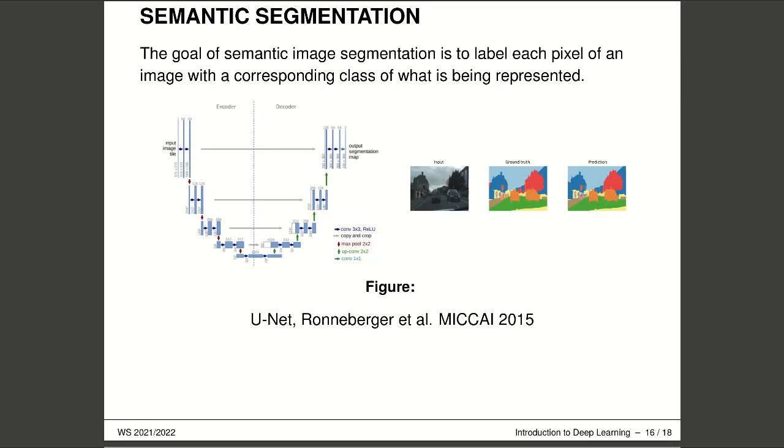The goal of image segmentation is to label each pixel of an image with a corresponding class of what is being represented. One famous and very popular network architecture for semantic segmentation is UNet, which was proposed by Ronneberger et al. in 2015. UNet was originally invented and first applied for biomedical image segmentation. As shown in this figure, the architecture is composed of two parts, an encoder followed by a decoder network.